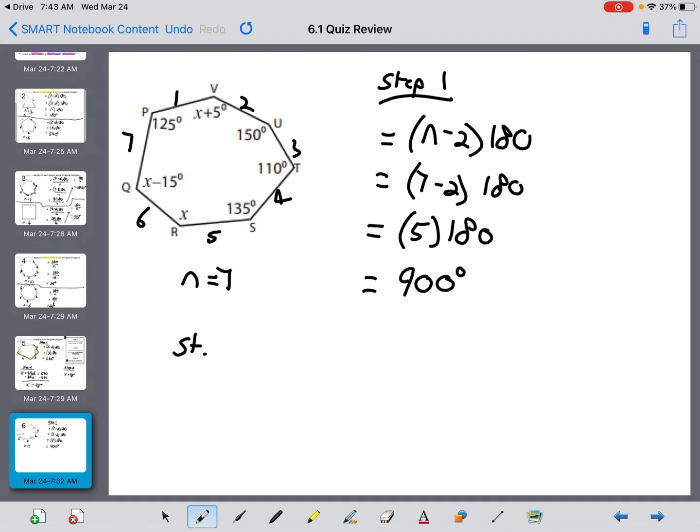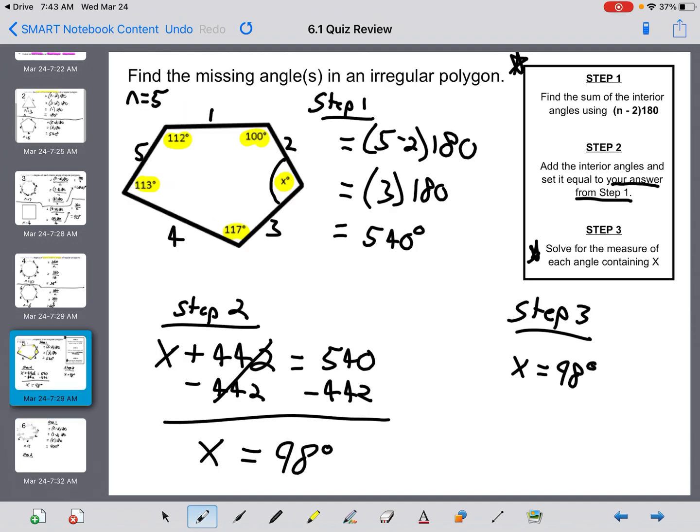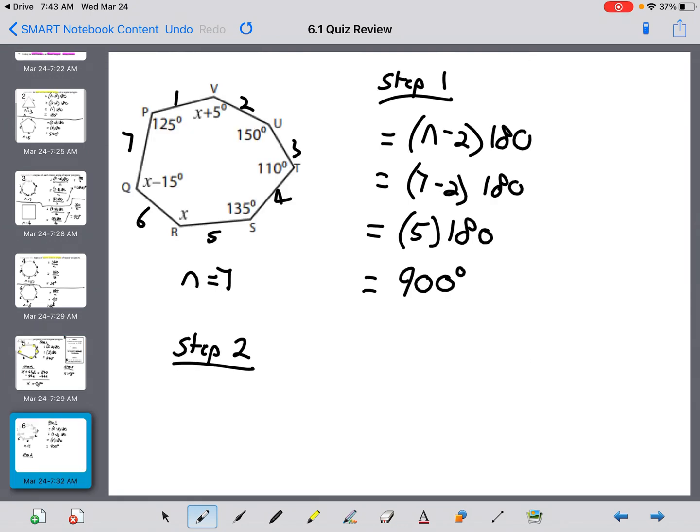Step 2. And if we don't remember, just check here. Step 1, step 2, step 3. Add the interior angles. I see an x, and an x. That's 3 x's, so 3x plus. Now I'm going to add up all of the numbers. 125 plus 5 makes 130. 130 plus 150 makes 280. 280 plus 110 makes 390. 390 plus 135 is 525.